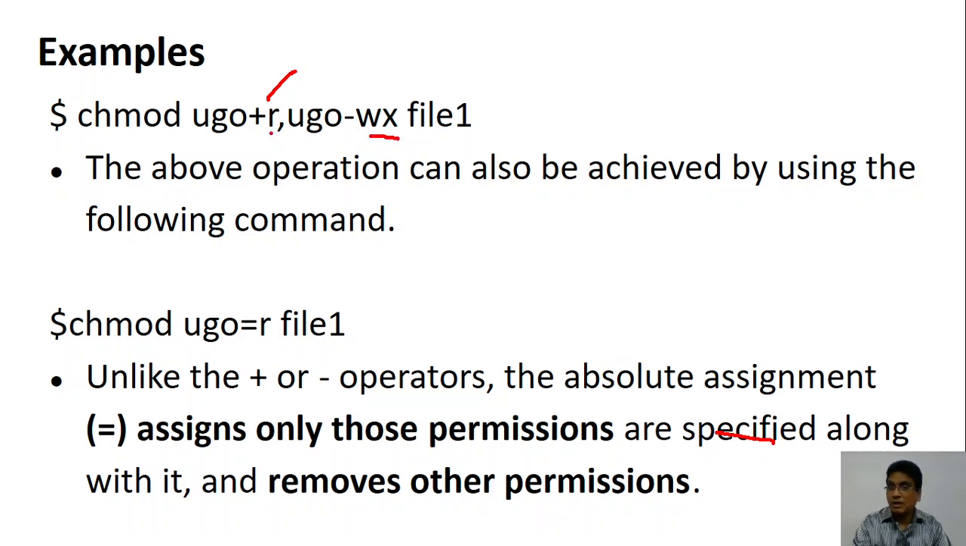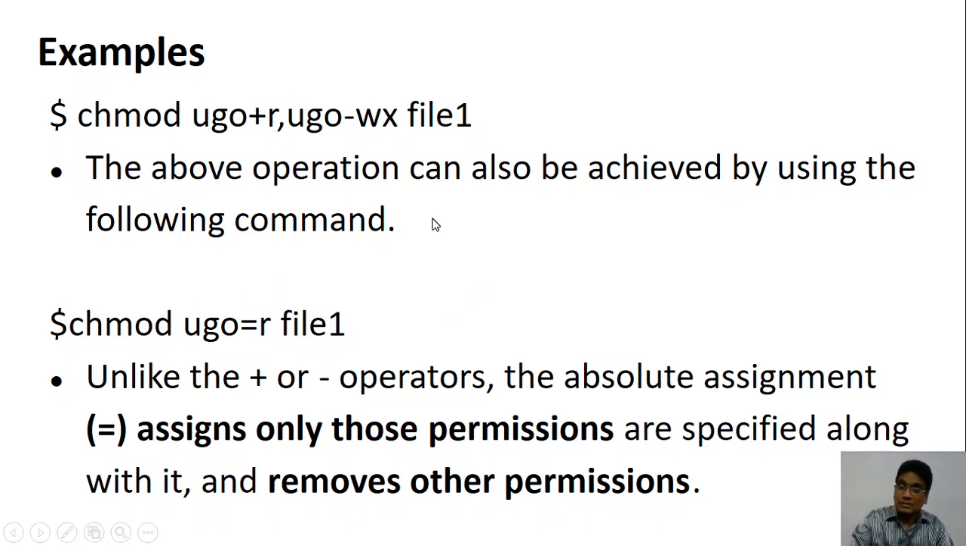In other words, you are giving read permission to everyone and you want to remove the remaining permissions. If you want to do that, instead of writing this whole thing over here, you can just write this statement: user, group, others, equal, not plus, equal, write. The meaning of that is that write permission will be there, and the other two permissions will be automatically removed. So equal means it assigns that permission and removes the remaining permissions.